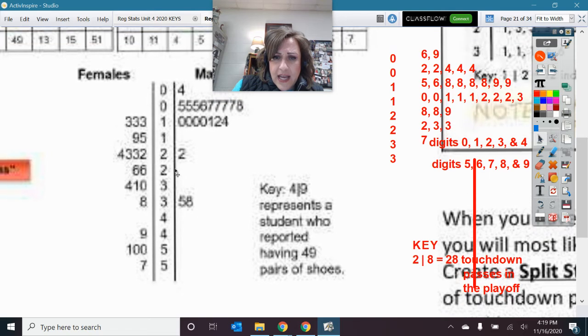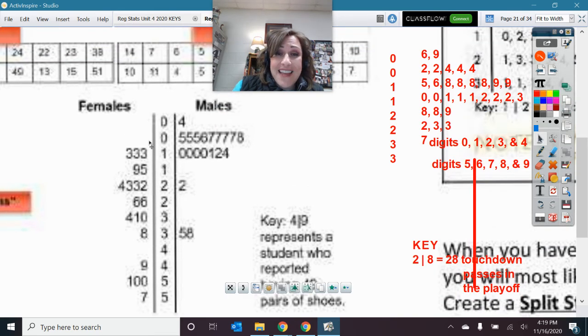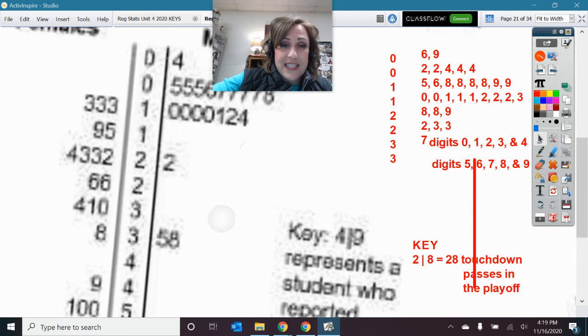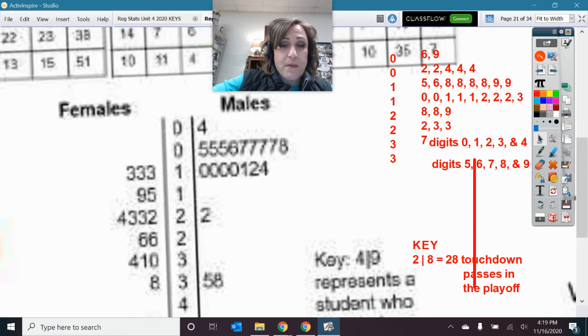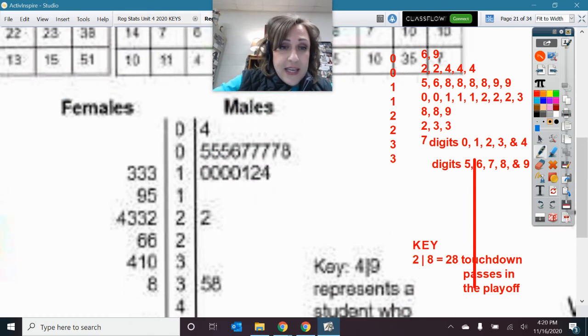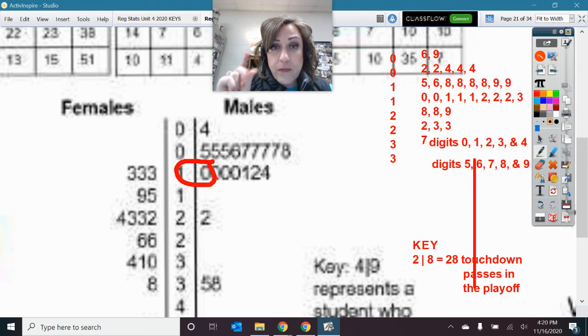And you know what? I do not like this key. This is not a good key. So we're going to fix it and make it a better key. I have labeled at the top which side are the males and which side are the females. Let's take a look at the numbers, because this is where it gets tricky. For the males, here is 10. So that's a male that has 10 pair of shoes. But this is super duper important.